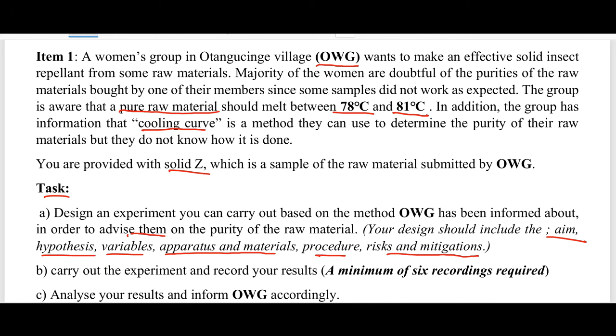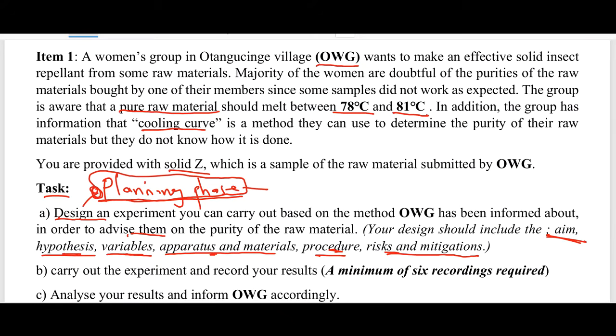I believe by now we are aware that when we talk about design of an experiment, in this case we are looking at the planning phase. This is what any learner, when you get a paper, we start with. Planning, understanding which materials we need to use, understanding the procedures, putting down the table of results, and thereafter we can carry out the experiment. So that is the planning phase, where we look at the aim, the hypothesis, variables, apparatus, procedure, risk, and mitigation.